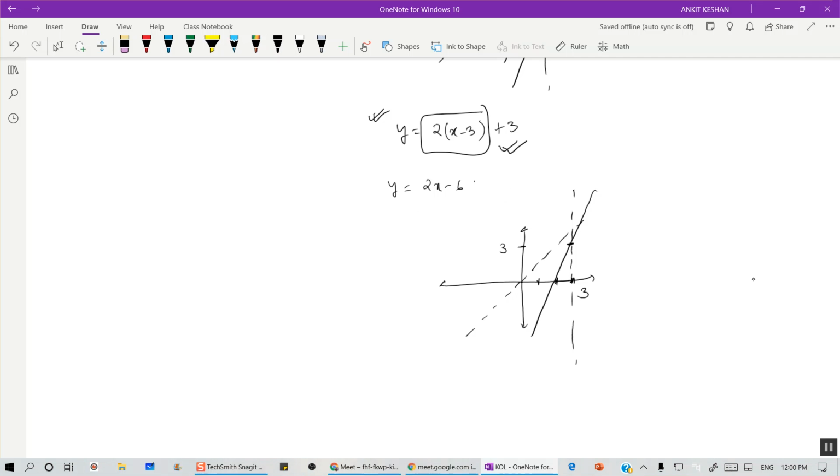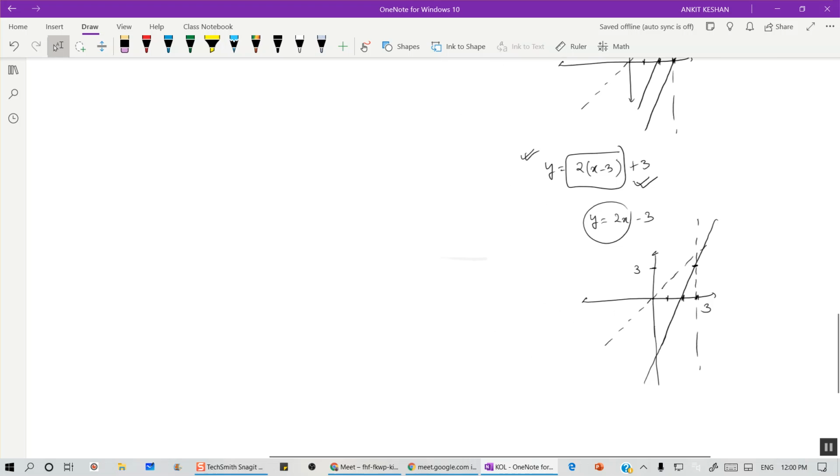That means we know this point. We know this point. We know this point. How? If this same graph is y equal to 2x minus 3, we were having y equal to 2x here. What would have happened to this? This would have dropped down by 3 units. So we know this point, that this intersection point is 3. So you are getting the transformations.